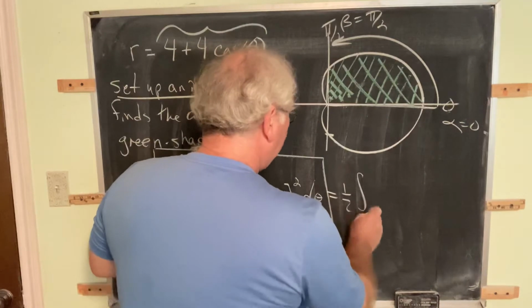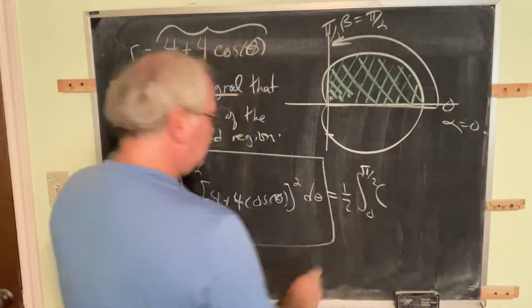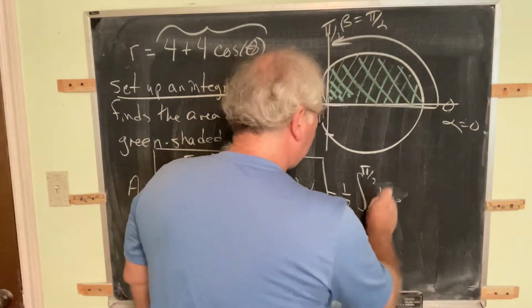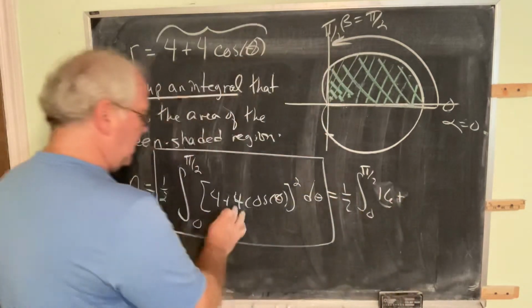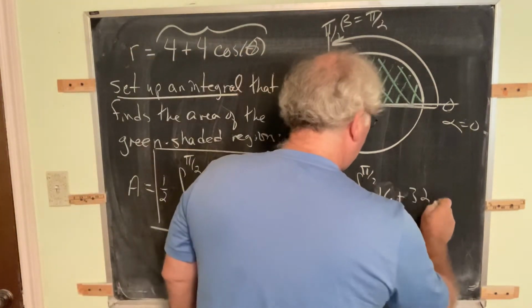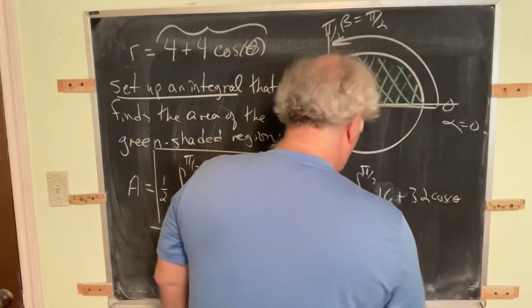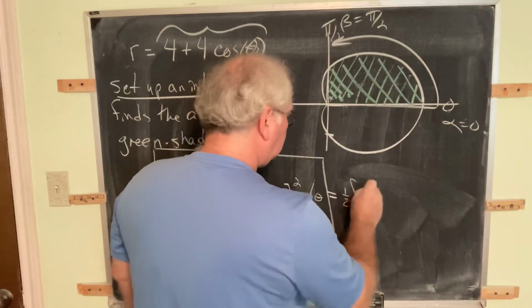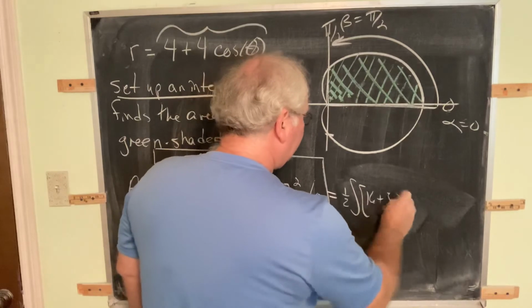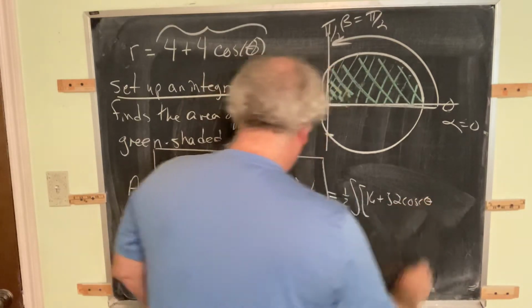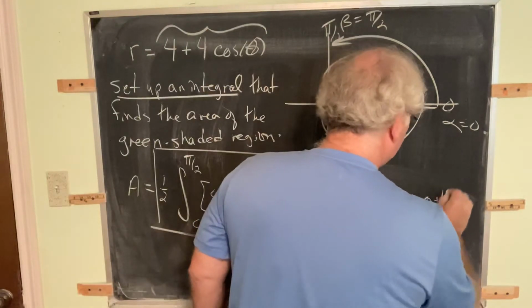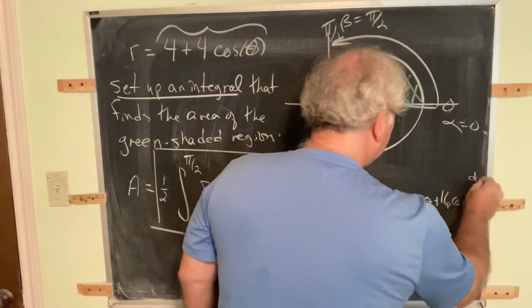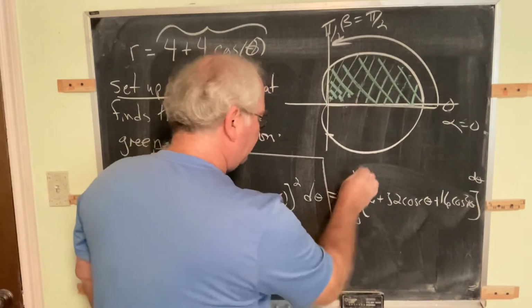This is 1/2 integral from 0 to pi over 2. When you square this, that's 16, plus 32 cosine theta, plus 16 cosine squared theta, d theta. And this goes from 0 to pi over 2.